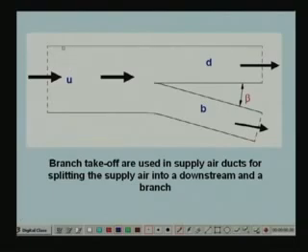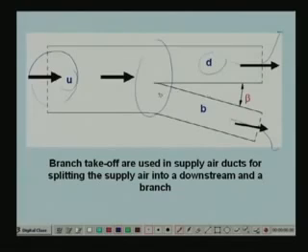Supply air, let us say, enters the larger duct at this point. This is the upstream, U is for the upstream, and it flows through the duct to some extent. And at this point, I would like to split the flow. That means I want to send some amount of air, let us say, to one room, and some amount of air to another room. Okay, two different rooms. So I have to obviously split the flow at this point.